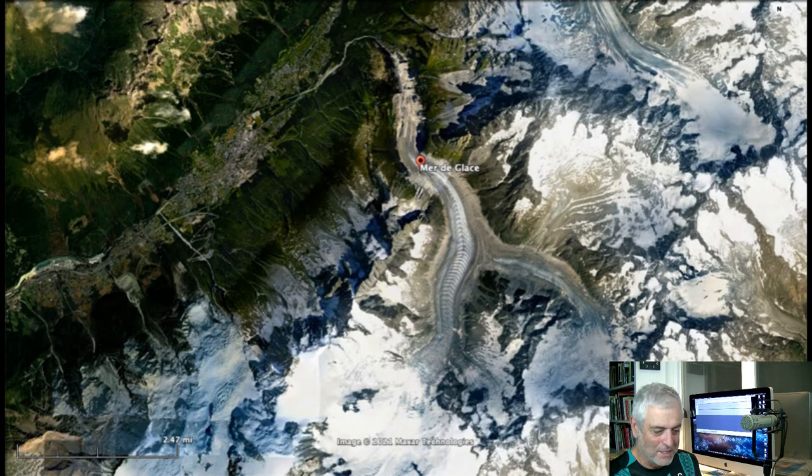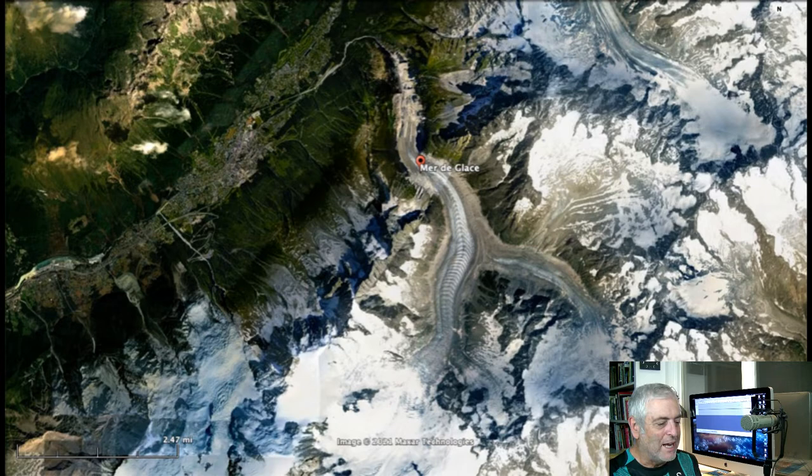And you can see the termination of that, the glacier. There's actually a moraine, a pile of rock at the end of it. And the glacier is retreating. And so that's one of the things that people like to record: where is the glacier going? And so that is the Mer de Glace.